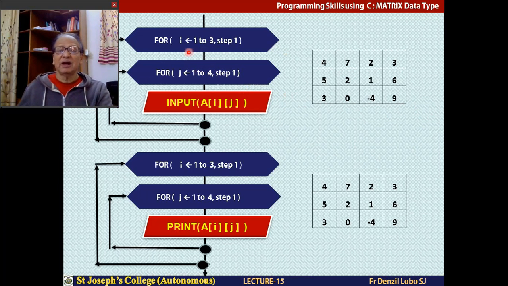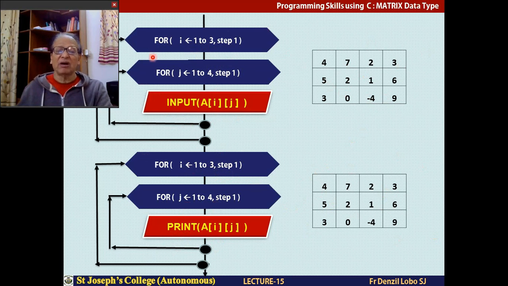For example, here I have given you this. This is to input numbers. I have inputted those numbers. Then how do I print? I use the same formula: for i is equal to 1 to 3, for j is equal to 1 to 4, and print a[i][j]. Here it was input a[i][j]. Here it is print a[i][j]. Then it prints this matrix containing the same numbers.